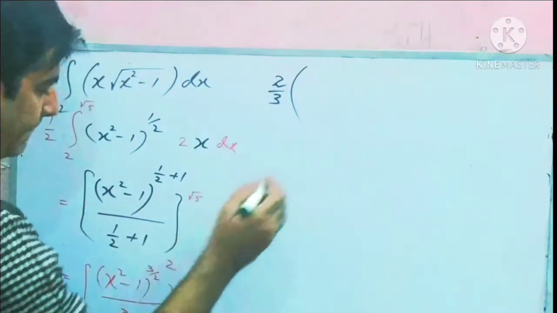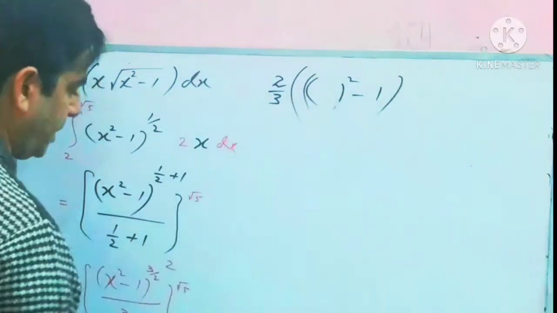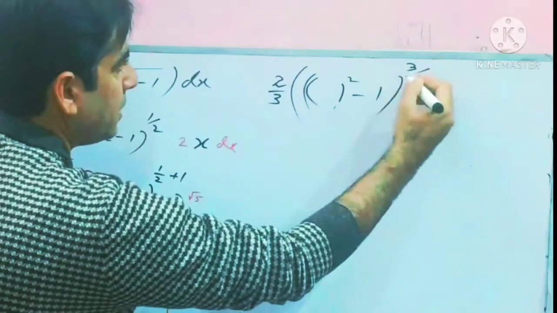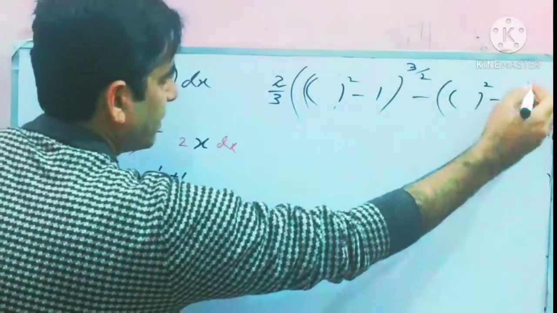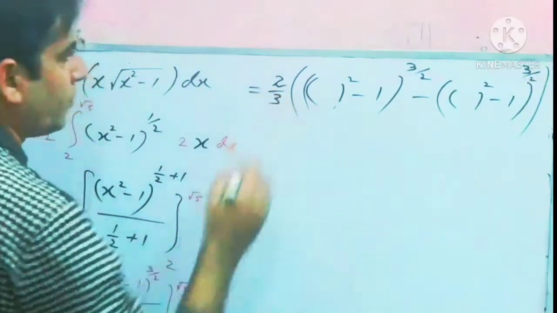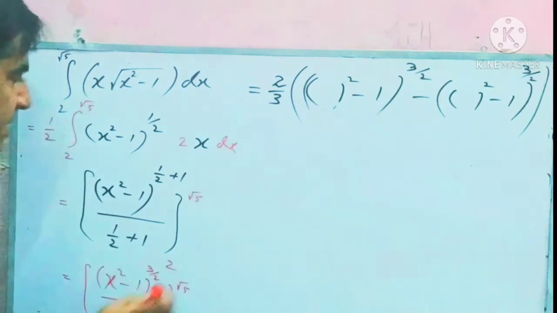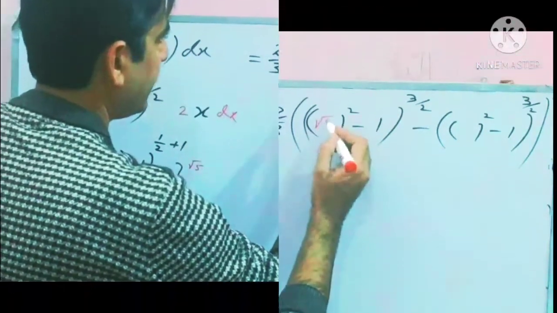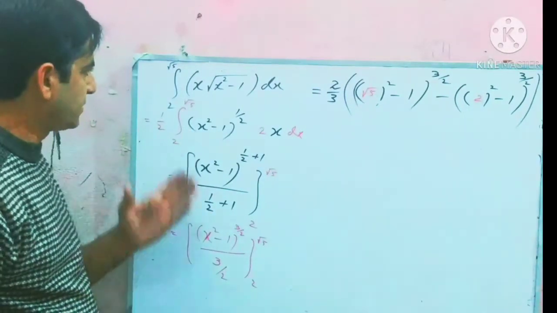And now we shall apply, here we have x square minus 1 whole power 3 by 2. And after minus we shall also write x square minus 1 whole raised to power 3 by 2. So now we shall put the values of upper limit first, square root of 5, and then lower limit. Now it is very easy.